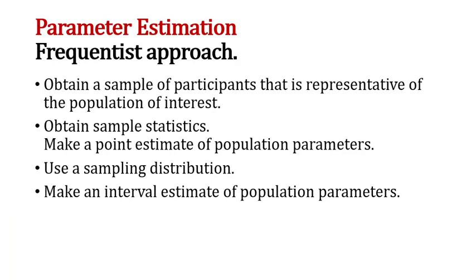Okay, so the frequentist approach. In this approach, there are a number of steps. The first step is to obtain a sample of participants that is representative of the population of interest. If we are interested in a population but we obtain a non-representative sample, we cannot make an estimation about parameters of that population. So this is important. We need to have a representative sample.